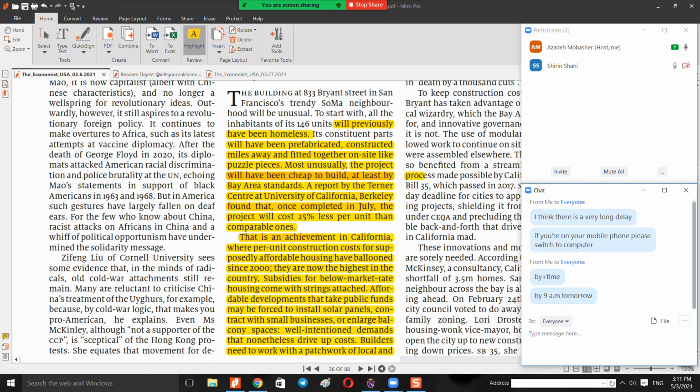Okay, Shirin, do you understand this sentence now? Most unusually, the project will have been... can you see the screen, by the way? Yes. So, most unusually, the project will have been cheap to build. Cheap to build? No. Future perfect: will plus have plus been. You don't understand it now? No. Okay. Besat, how about you?